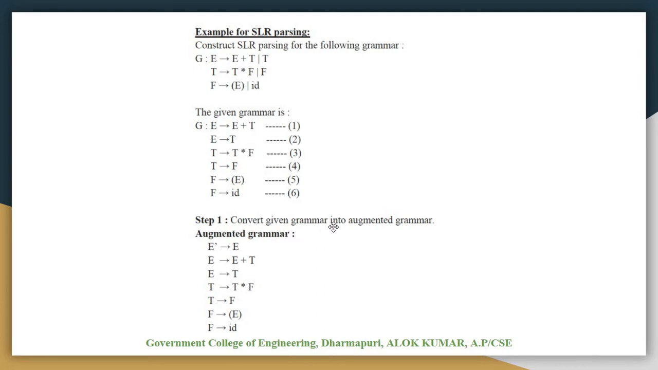So here the first step we are going to do is convert the given grammar into augmented grammar. Whatever production rules are there, initially E is the starting symbol. So here we are taking a new starting symbol, that is E dash. E dash is generating E, and the remaining are the production rules that we have taken. So only this E dash is generating E. The new starting symbol we have taken, and we call this augmented grammar.